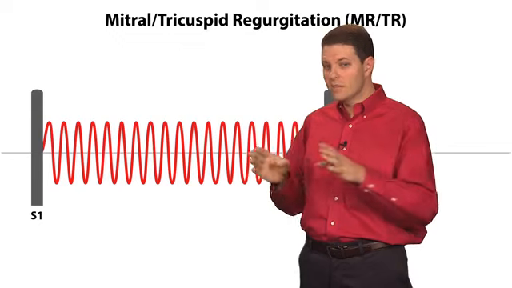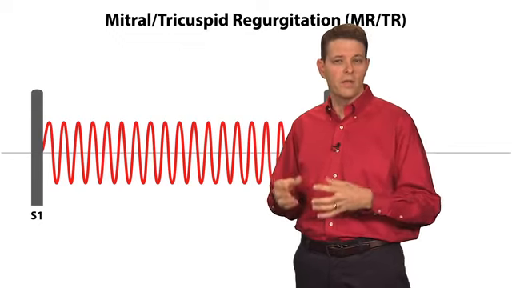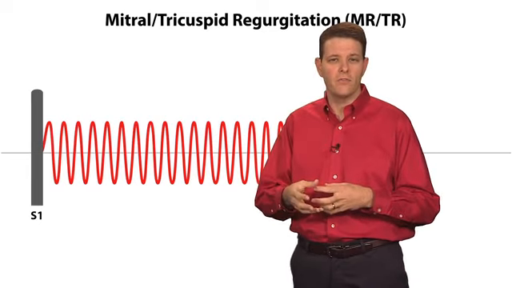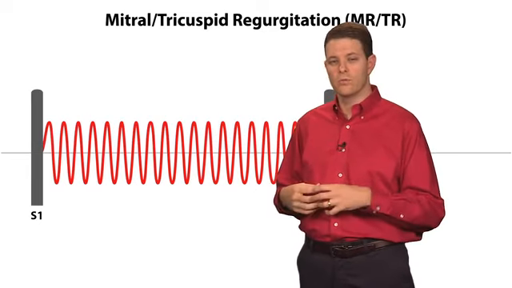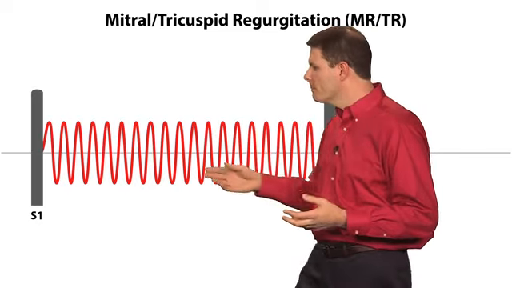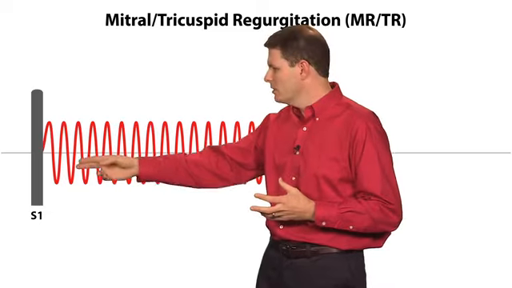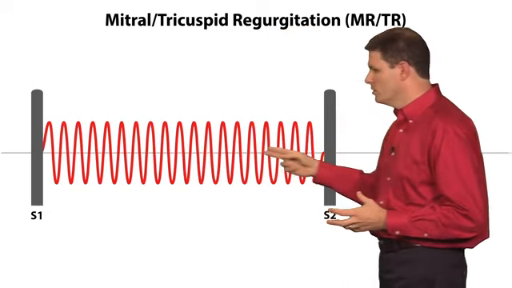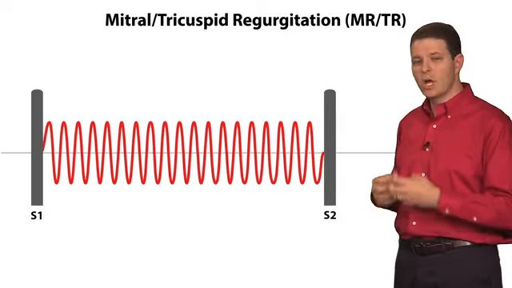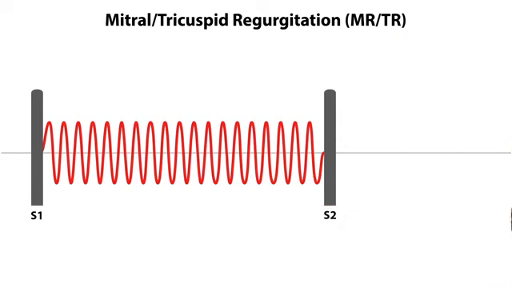But if the valve doesn't close completely, as the left ventricle contracts and pressure rises, blood is forced back across the mitral valve into the left atrium. So blood regurgitates back across the valve. So this murmur starts immediately after S1, even during isovolumetric contraction, and it continues all the way to S2. So we say that mitral regurg is a holosystolic murmur. It occurs throughout systole.